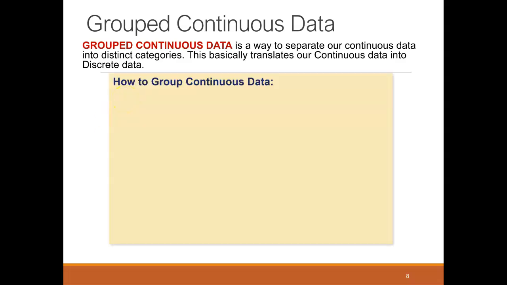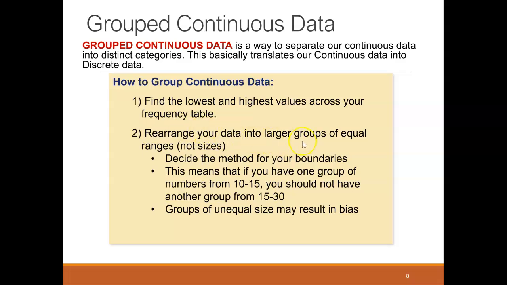So grouping continuous data. Again, we start by finding the highest and lowest values in our frequency tables, and arrange our data into groups of equal ranges. One important thing is to decide on your method of boundary. So say we're taking 10 to 15, does that mean your responses could be 10 less than or equal to x less than or equal to 15? Are the endpoints in the range? Are they not in the range? That's what I mean by the boundaries.